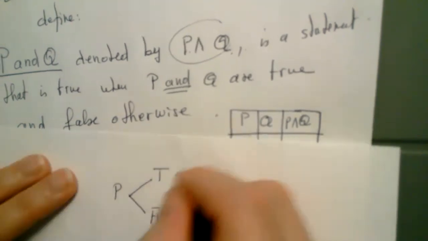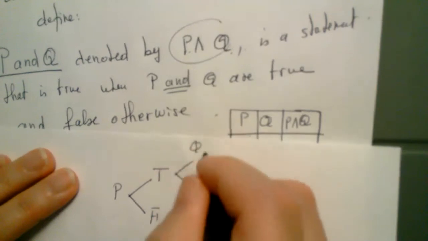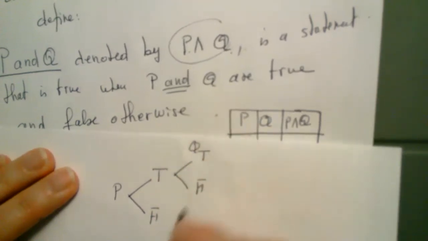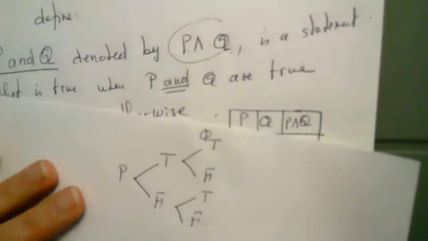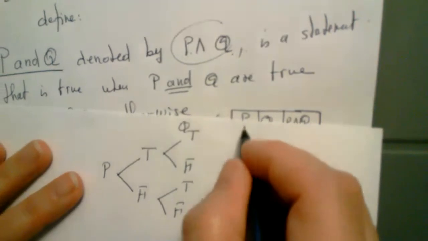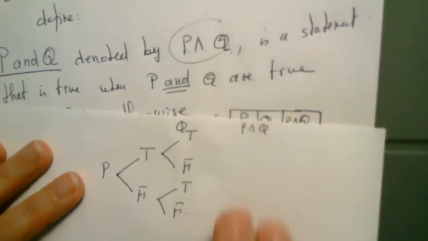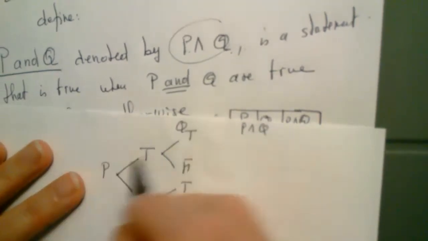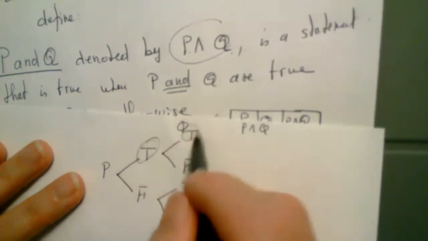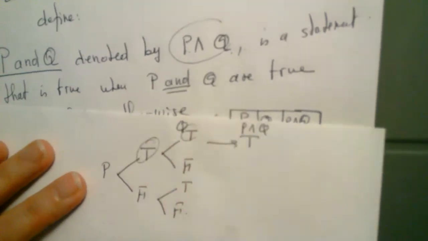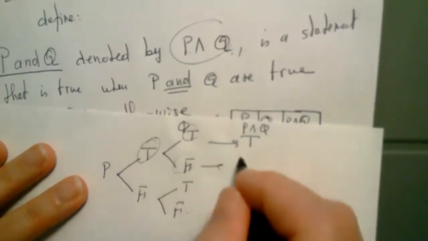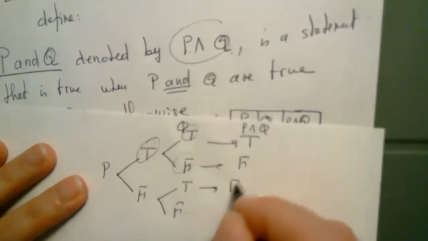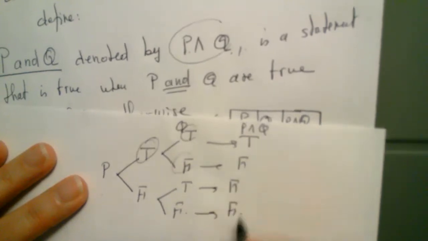And Q can take two values, true and false. Okay, what's P and Q? P and Q, that's a new one. What am I telling you? It's true when both are true. So if P is true, Q is true, it's true. That's it. And if one is false, it is false, and it is false.